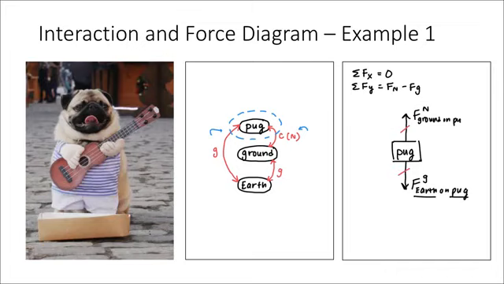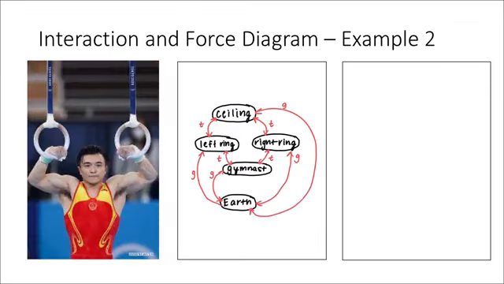All right, let's take a look at another example. So we have our interaction diagram for our Olympic gymnast here. And let's say we wanted to do a free body or force diagram for the gymnast. I'll begin by showing a system boundary or a dashed line around the gymnast on my interaction diagram. And then I'll take a look and see how many forces cross that boundary.